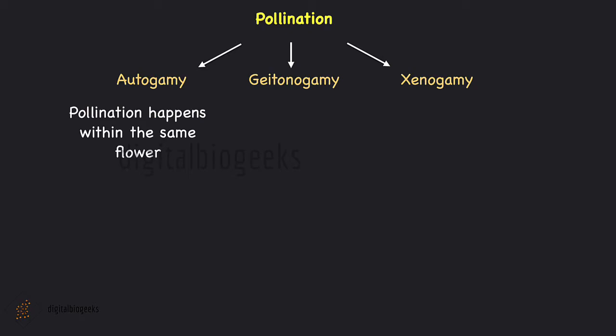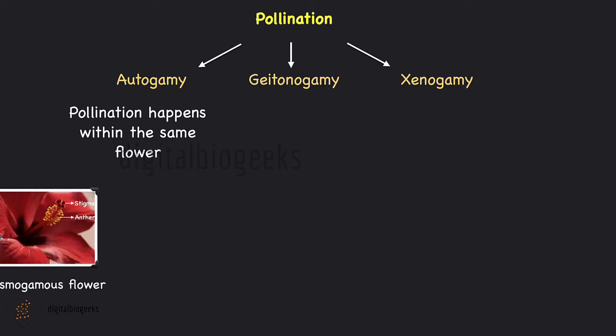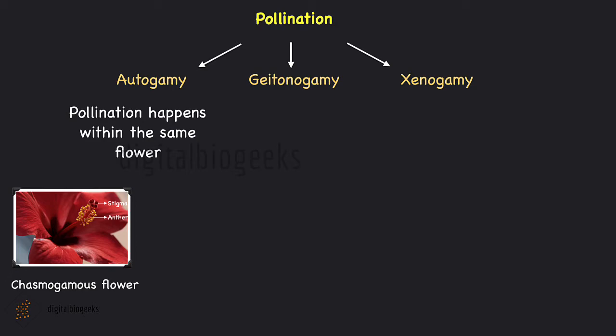Autogamy, as the name suggests, is pollination that happens within the same flower. Pollen grains from the anther are transferred to the stigma of the same flower. For autogamy to occur, the stigma and anthers should be close to each other. In most flowers, the anthers and stigma are exposed. These kinds of flowers are called chasmogamous flowers. Example, hibiscus. Here you can see the anthers and stigma are exposed.